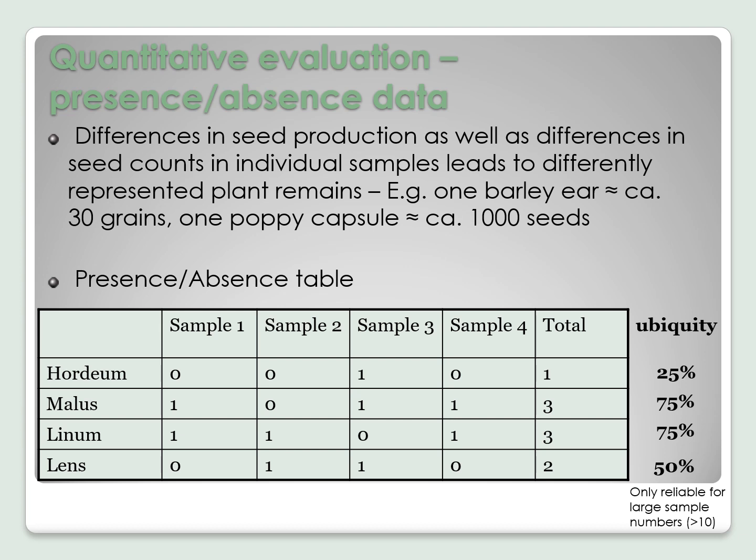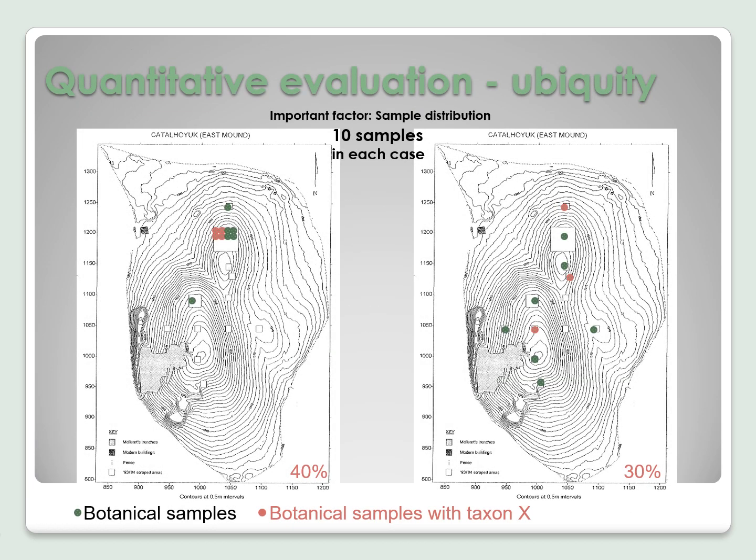The problem with this kind of argument is that ubiquity is only a reliable measure when the number of samples is high, that is 10 samples as a minimum, and they have to be evenly distributed over the excavation area. The ubiquity of taxon X on the left would be 40%, on the right only 30%. The information quality, however, strongly differs and needs to be taken into account in the interpretation.